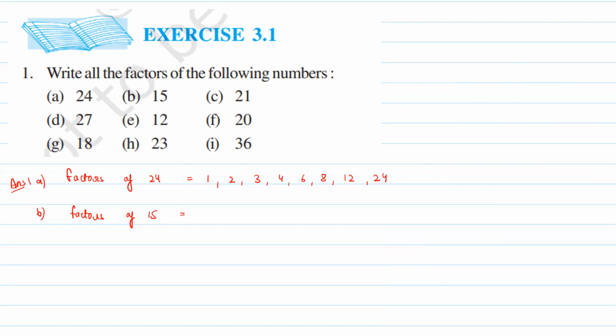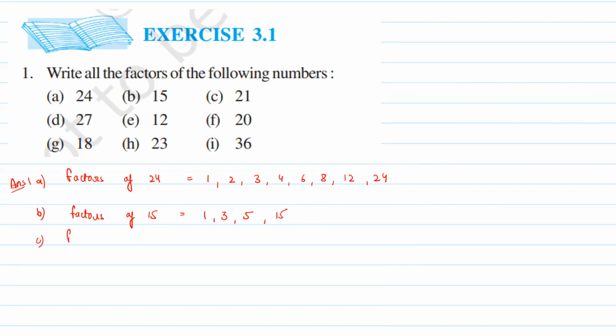Okay. B part, factors of 15. Factors of 15 are 1, which is always a factor of every number. Then it is 3. Then after 3 it is 5. You can see that if you are writing 1 here, you can write 15 here because 1 fifteen is 15. Then 3 here, then 5. 3 fives are 15. And except that, there are no other factors. So you can just leave it like this.